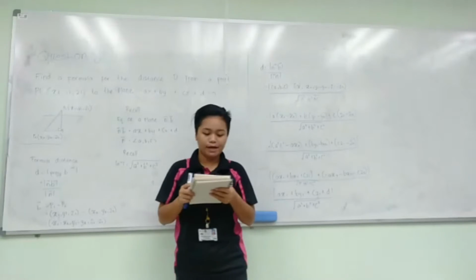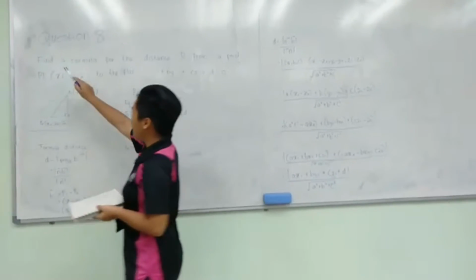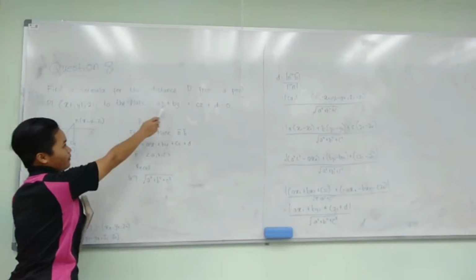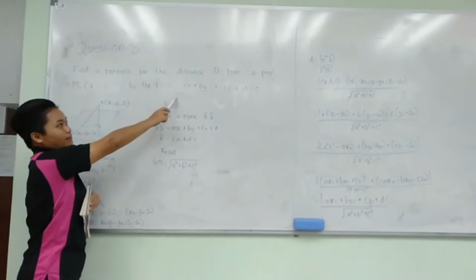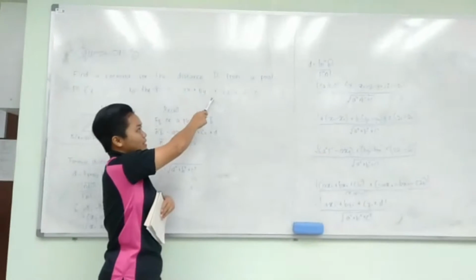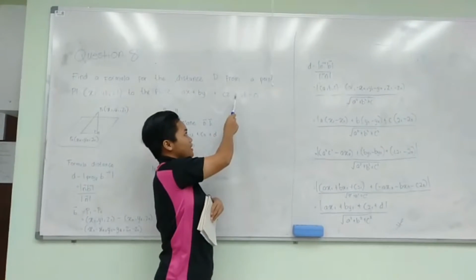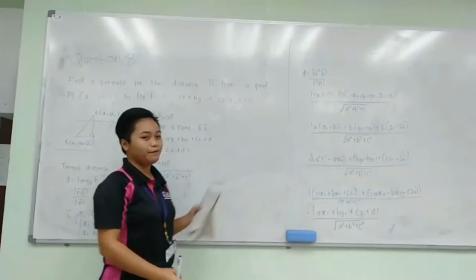Find a formula for the distance d from a point P1 to the plane ax plus by plus cz plus d equal to 0.